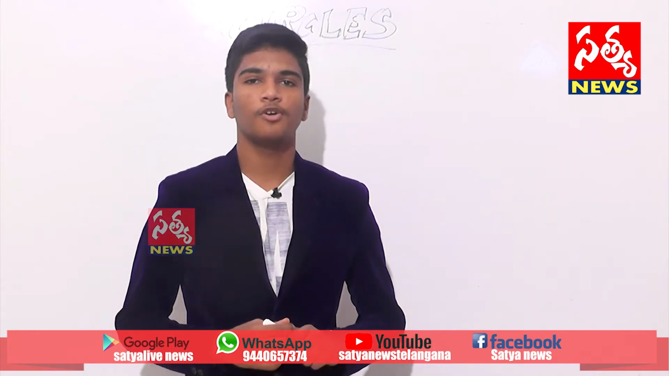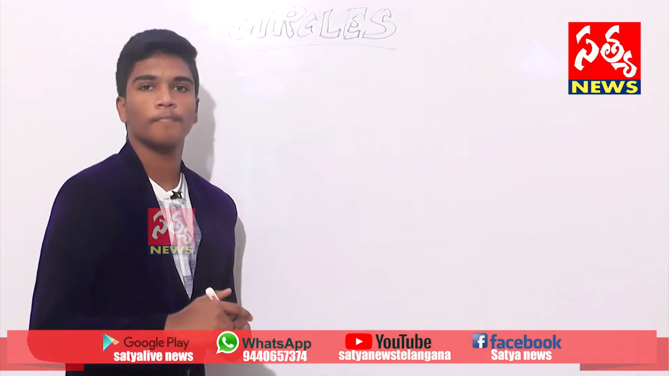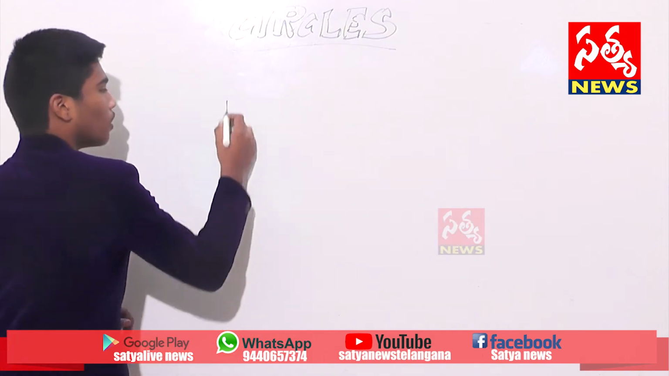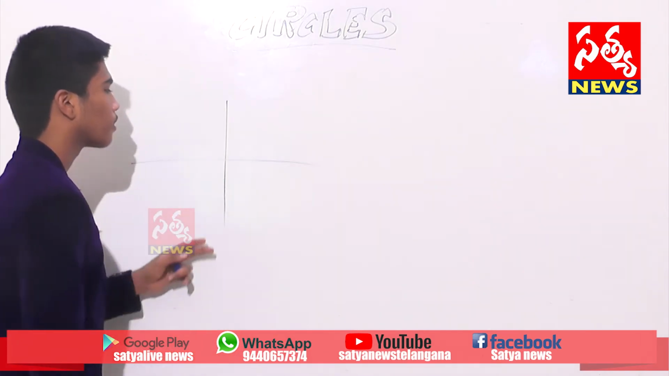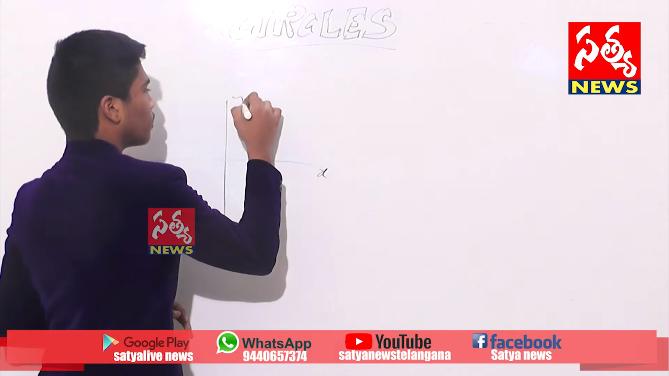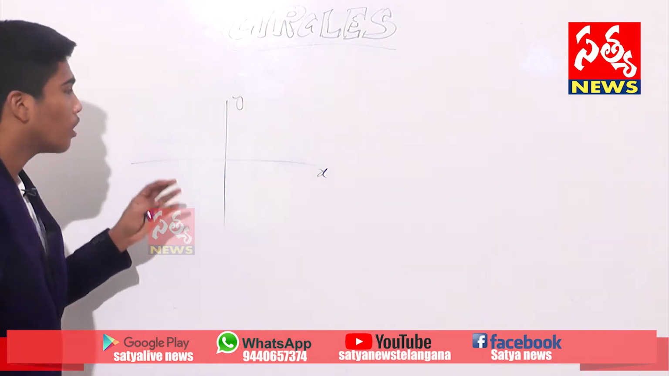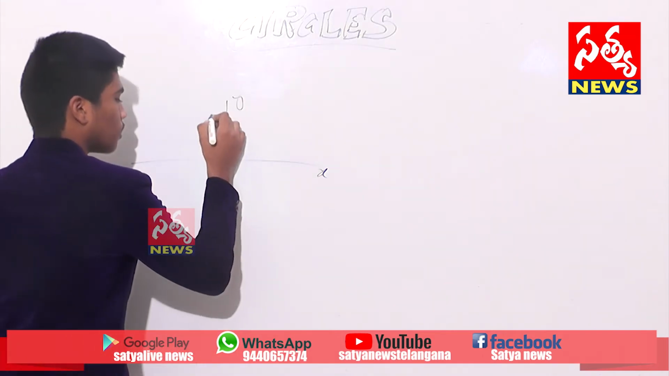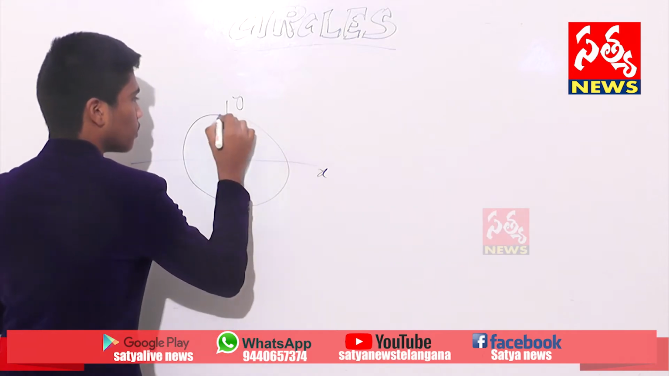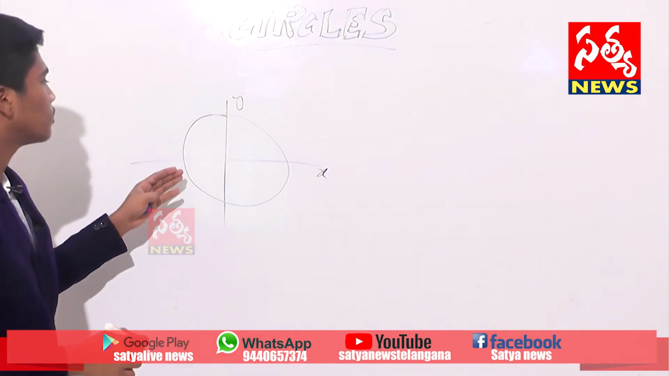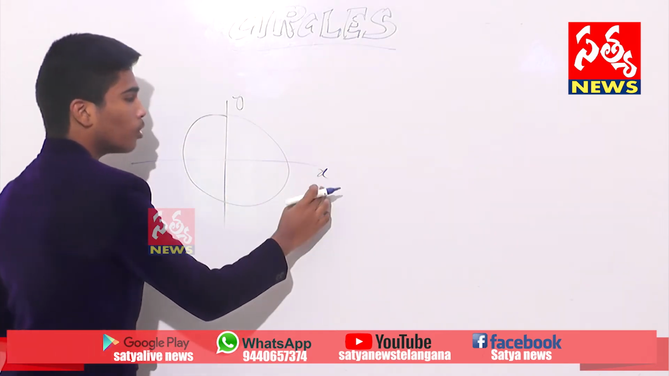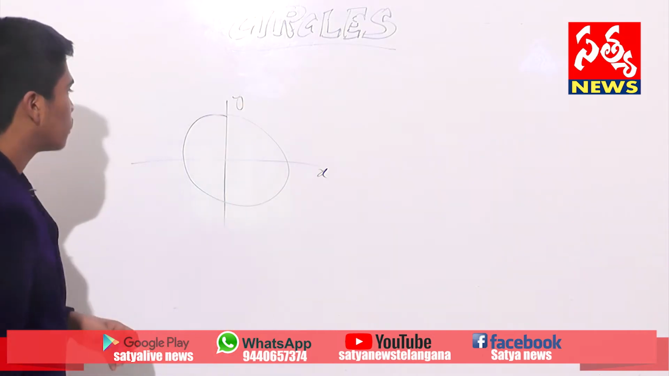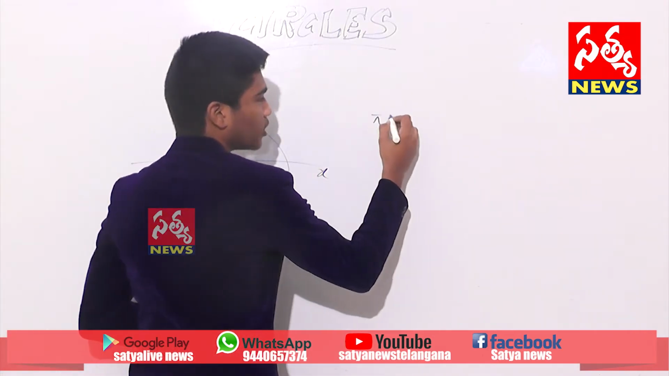Now we are here with a new topic, circles. First of all, we all know circles, right? If this is a Cartesian plane, then a circle is said to be symmetric with both x-axis and y-axis. And we all know that the area is pi r square.